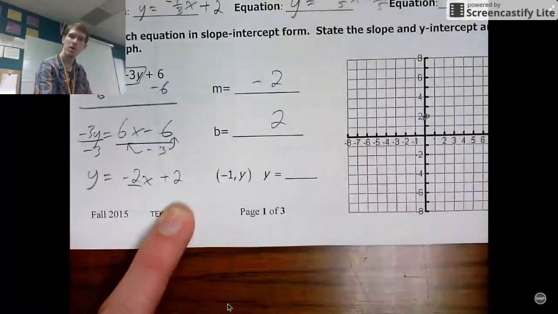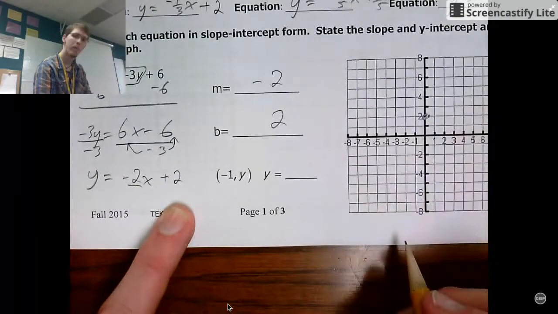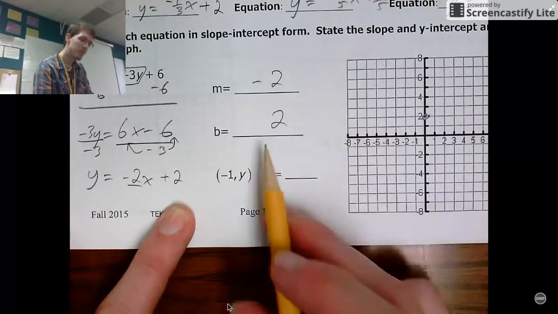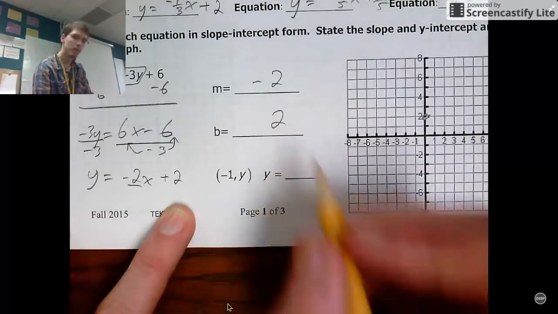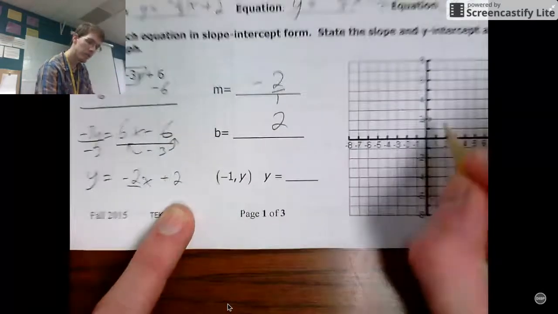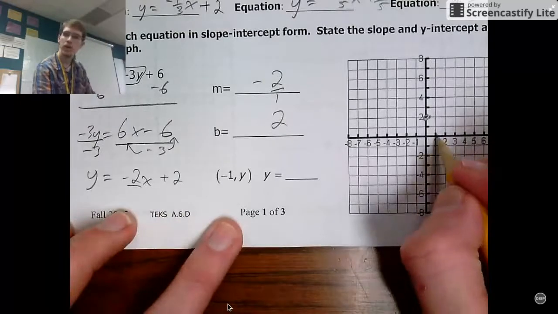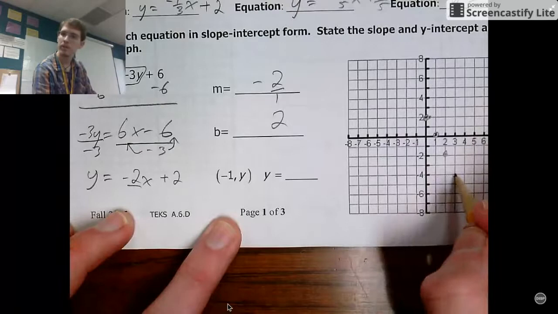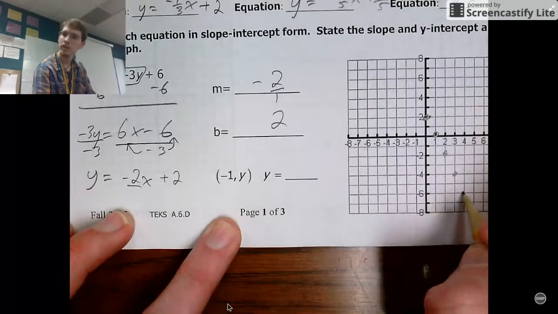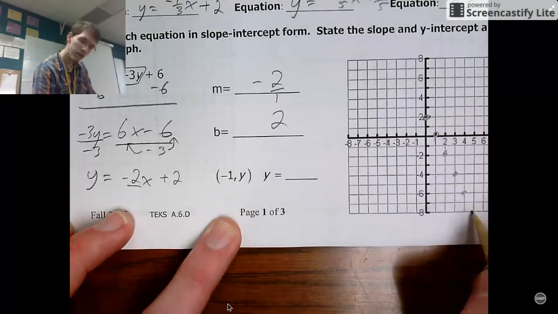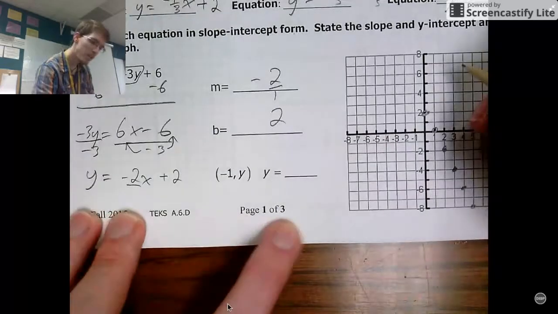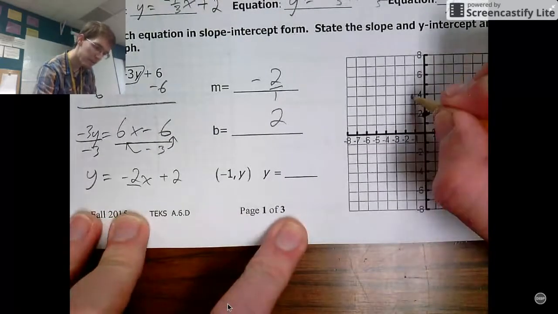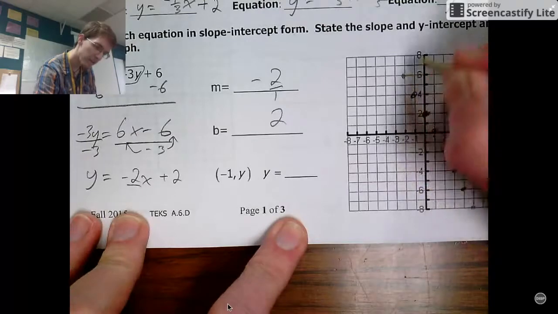So when we start graphing here, we're going to start at 0, 2. Now since our slope is negative 2, we're going to go negative 2 over 1. So down 2 to the right 1, down 2 to the right 1, and I can keep doing that to my heart's content. And then I can go back the other way, up 2 to the left 1, up 2 to the left 1.